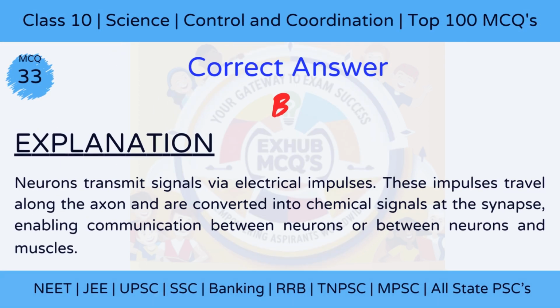The correct answer is option B, through electrical impulses. Explanation: neurons transmit signals via electrical impulses. These impulses travel along the axon and are converted into chemical signals at the synapse, enabling communication between neurons or between neurons and muscles.